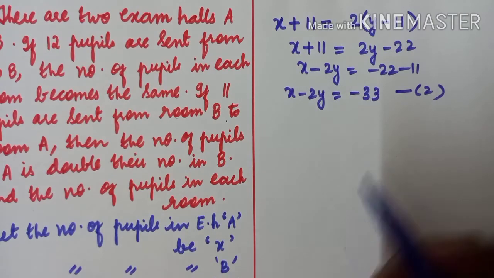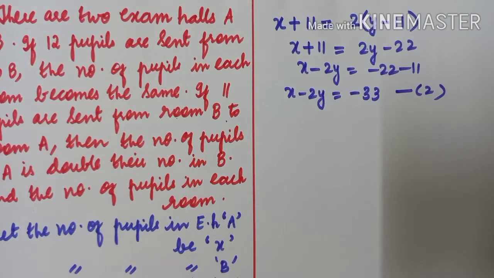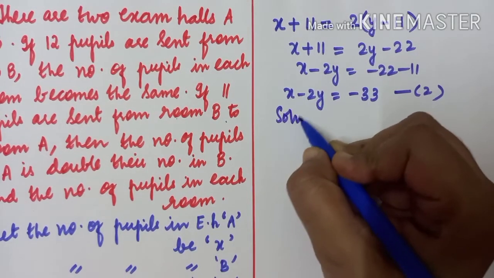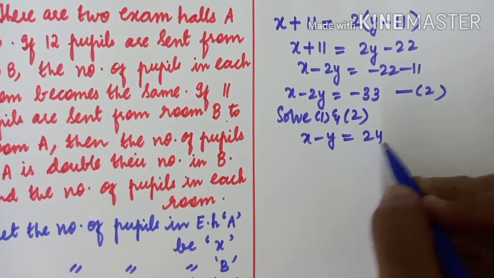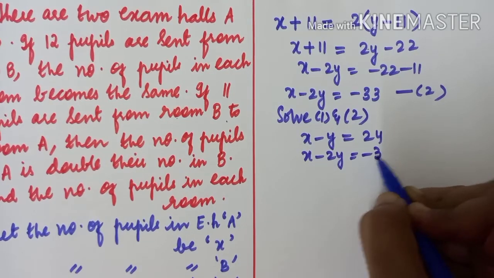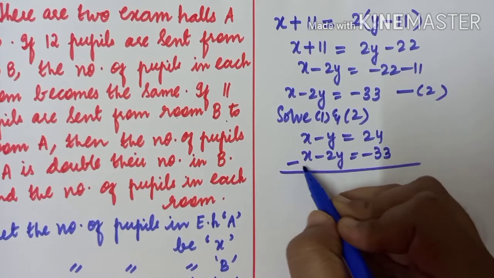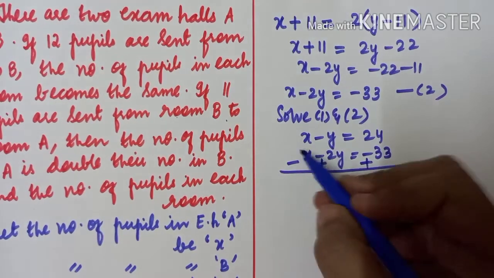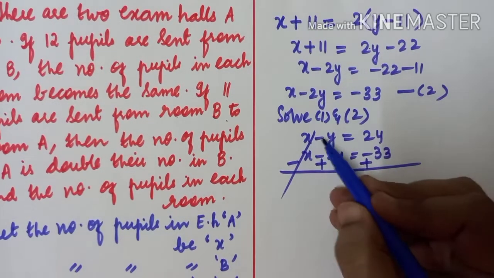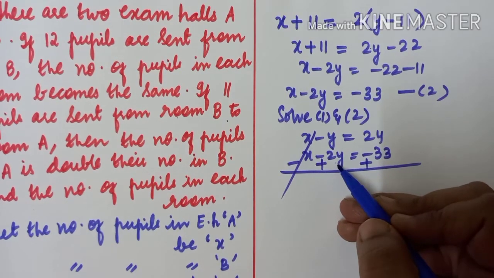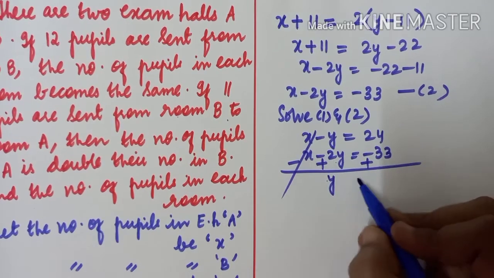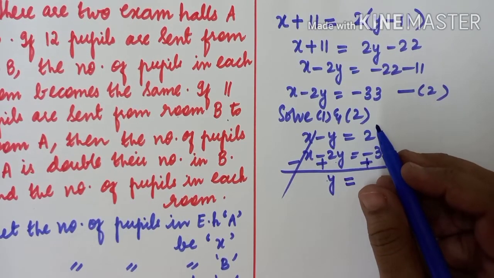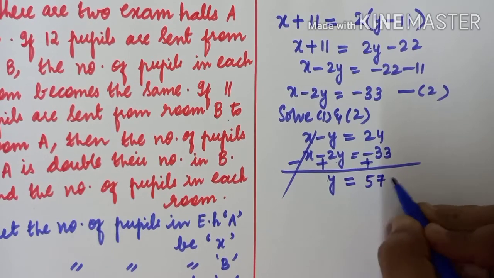Now let us easily solve equation 1 and equation 2, either by elimination or by substitution, anything of your choice. What is your equation 1? X minus y equals to 24. Then x minus 2y equals to minus 33. So here it will become minus, it will become plus, it will become plus. So x minus x will get cancelled. Then minus y plus 2y will be y only. Plus into minus is minus. So y equals to plus 33 plus 24, which gives you 57.